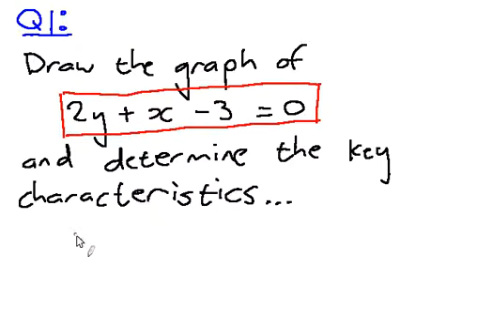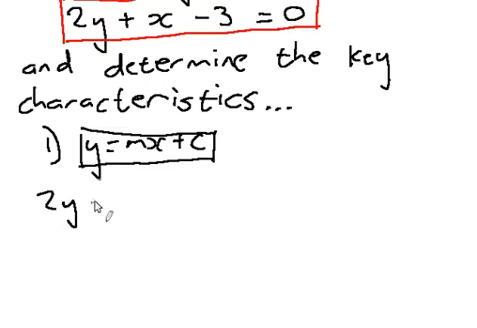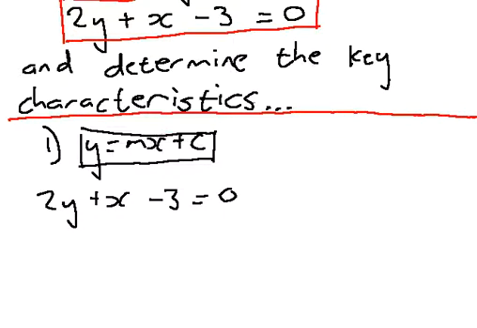Now, firstly, what we're going to have to do is we need something in the form y equals mx plus c. Okay, and this is not in that form. So let's try and massage it into that sort of form. So this is what we're looking for. We have 2y plus x minus 3 equals 0. Just going to draw a line here.